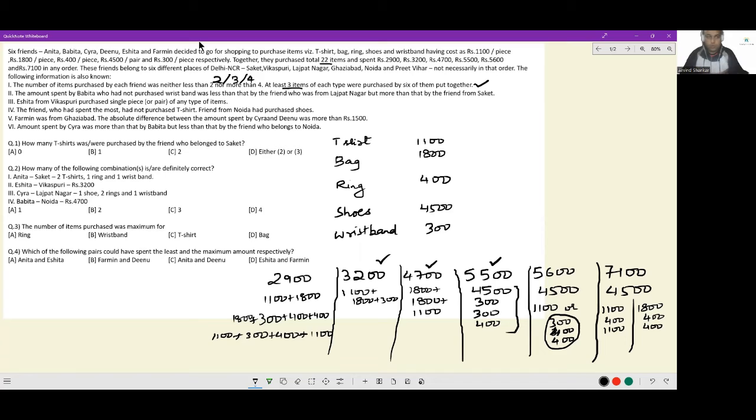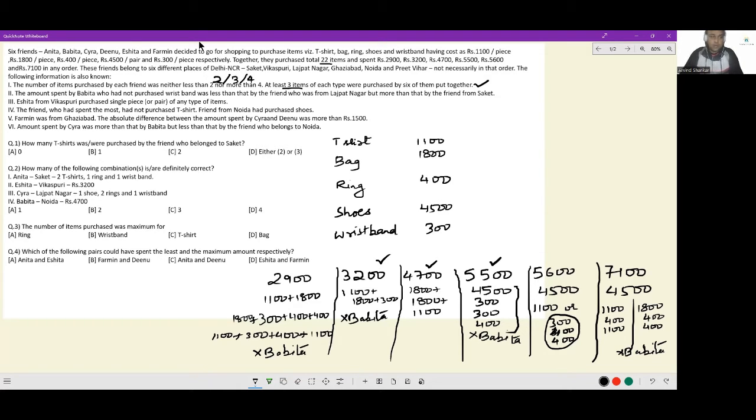Now, for Babita, see good things. Babita has not purchased wristband, so she must not have the 300 items. So this cannot be Babita. Also, we know Babita cannot be the lowest amount and Babita cannot be the highest amount because her amount is less than somebody who is from Lajpat Nagar and more than somebody from Saket. So this cannot be Babita. And also, this cannot be Babita. So there are only 2 possibilities for Babita in terms of spending, either 4700 or 5600.